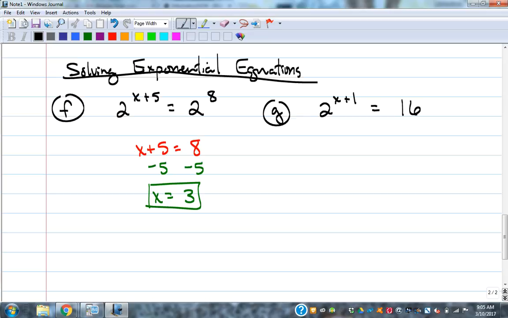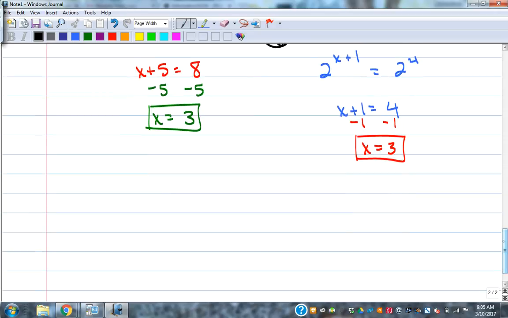So here we have 2 to the x plus 1 and then a 16 on the other side. The bases aren't the same, right? So could we rewrite the 16 as a 2? What does it become? 2 to the 4th power. Then the bases are the same again. So we have x plus 1 is equal to 4. And solve that. Get x is equal to 3. Cake. All right. Those are easy.